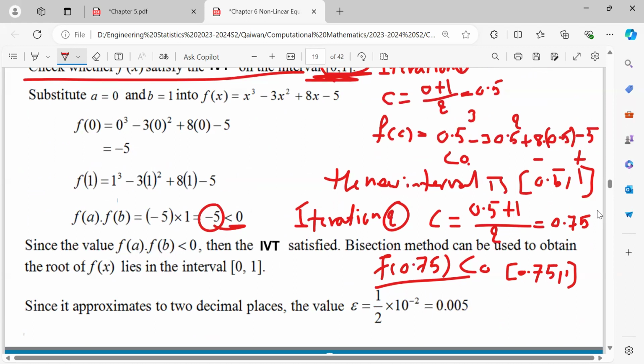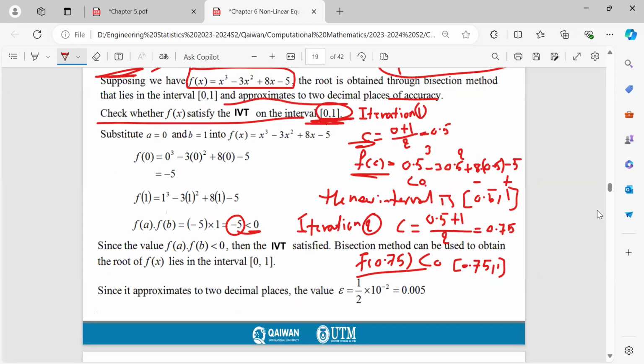As you have many evaluations, we need to find f of last C, f of C here, and compare it with the given error. Here, it says approximately to 2 decimal places. It may be given as epsilon is 0.05. The error, I mean, f of C must be less than this value, and then we stop.